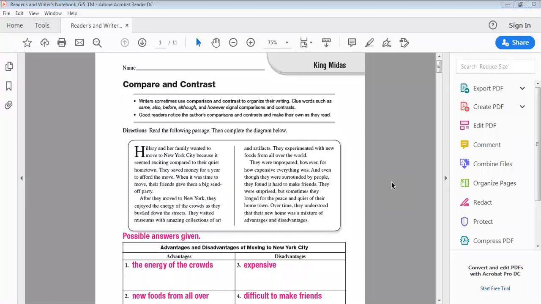Compare means the things that are the same. You compare two things or two people together. For example, you can take two books again and compare them. What do these books have in common? The first thing is that they are books. They have many pages. Both of them have many pages.